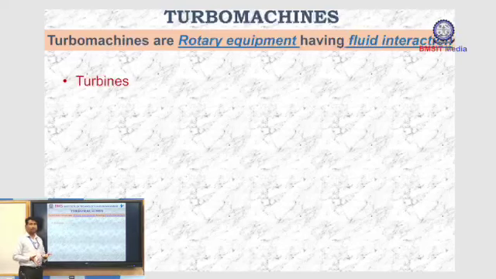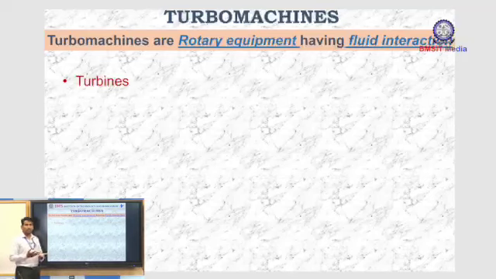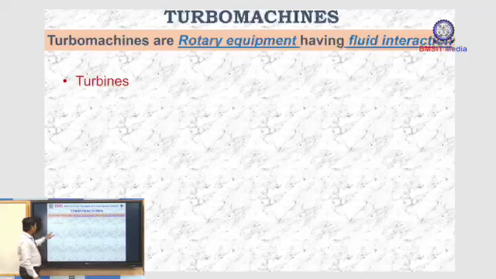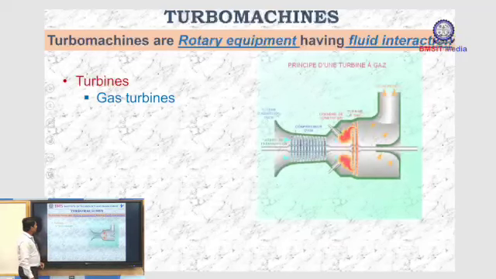In the hydraulic turbine, water is the fluid which is interacting with that, and in the steam turbine, steam is the fluid which is interacting with that, and in the gas turbine, gas is the fluid which is interacting. Similarly, in the windmill, the wind is the fluid which is interacting with the rotary equipment. We will see one by one here. So this is about the gas turbine.